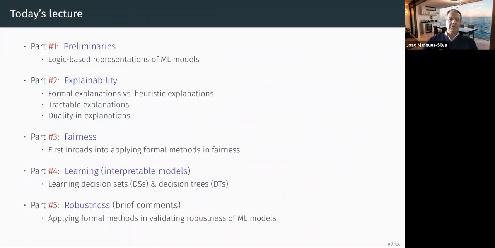Very well. So the talk today is, if we have time, I'll cover 5 main topics. So a little bit of preliminaries so that we speak more or less the same language. And then the largest part of the talk will be on explainability. And then a little bit on fairness, time permitting, learning interpretable models, so learning decision sets and decision trees. And finally, just a few comments on robustness. Again, this reflects the work we are doing, and as far as I understand, most of the talks essentially cover what researchers are usually working on.